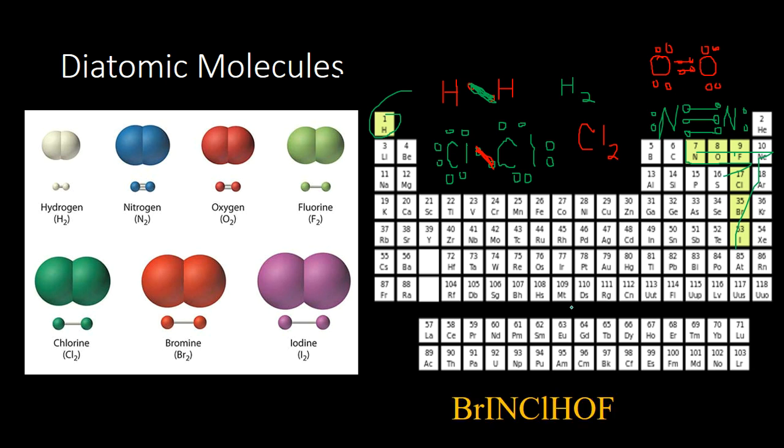The other thing Quigley likes is Brinkelhoff, which tells you bromine, iodine, nitrogen, chlorine, hydrogen, oxygen, and fluorine. Brinkelhoff, if you remember that word, you'll remember the 7 elements that require diatomic rules, basically, that they'll form diatomics almost immediately in their natural state.